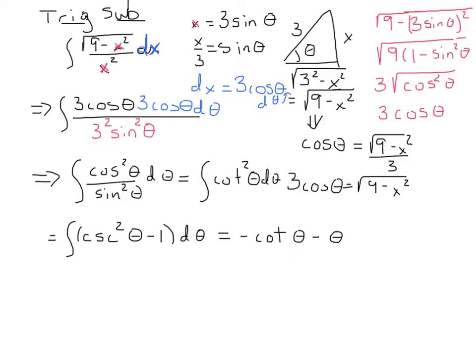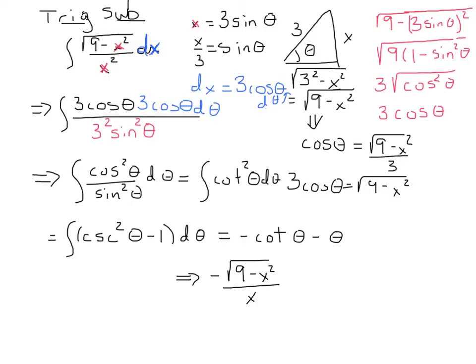So let's see, cotangent is sort of the opposite of tangent. Tangent is opposite over adjacent, so cotangent is going to be adjacent over opposite. So I'm going to transfer this back. I still have a negative sign in there. And it's going to be adjacent, which is that square root of 9 minus x squared, over opposite, so over x.